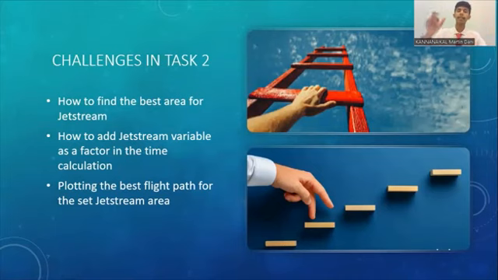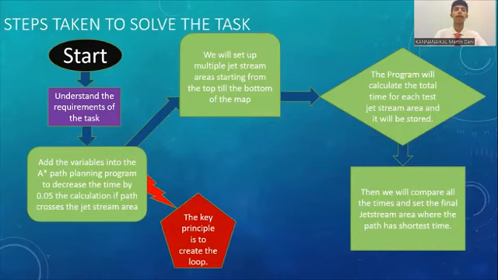And thereafter, to add this jet stream variable into our time cost calculation, if indeed the flight path did cross through it. And last but not least, we had to find the best flight path through the set jet stream area. Now we took some steps to solve and break down this task. First of all, we understood the requirements of the task as I have discussed in the previous two slides.